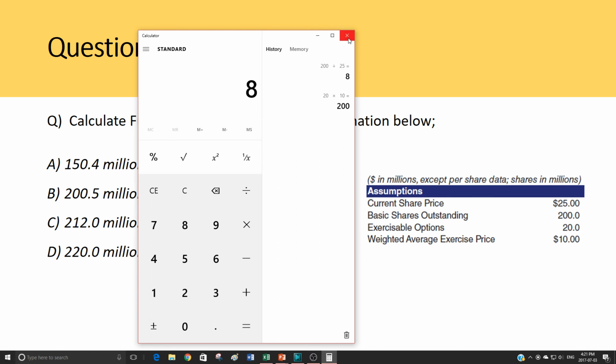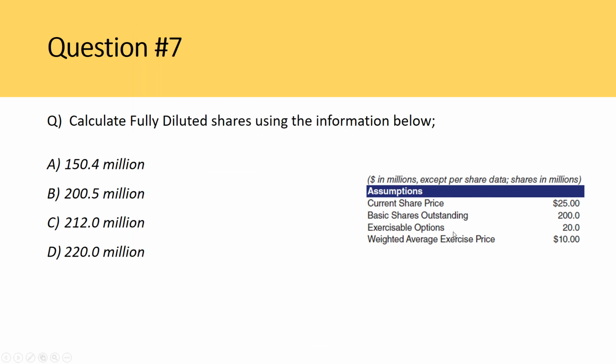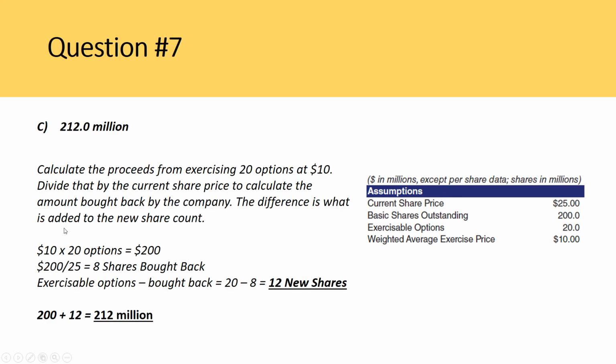So from the 20 exercisable options, once they issue these new shares at the price of $10, they will buy back 8 of those 20 new shares. So net new incremental shares will be 12. It is the difference between what has been issued and what has been bought back. And so with basic shares outstanding of 200, 12 plus 200 is 212. So the answer would be C, and that's what we see right over here. So really a very, very important method. It is used on a daily basis when you're conducting comparable companies analysis.